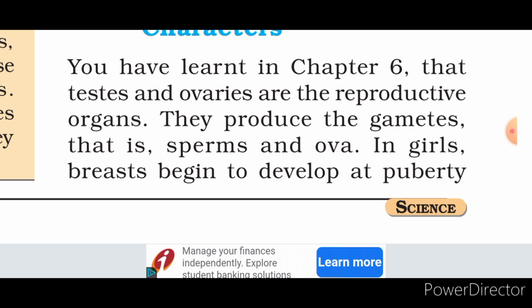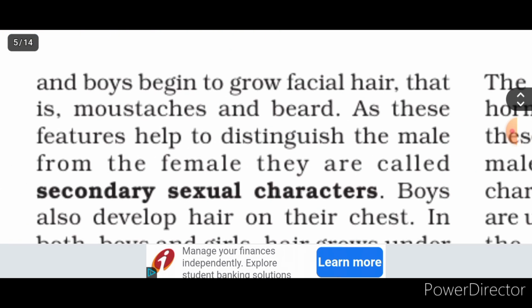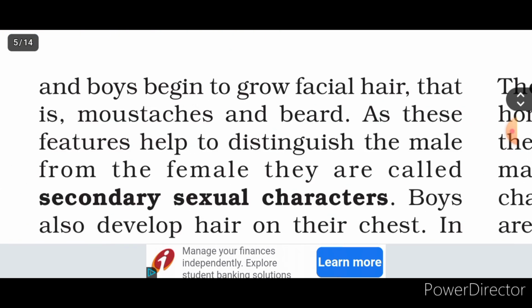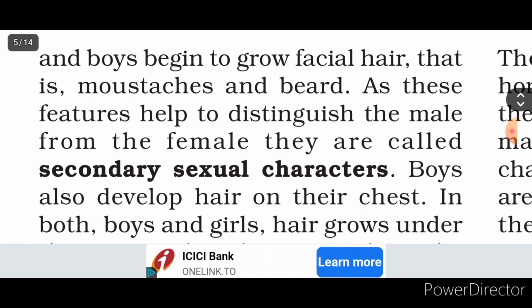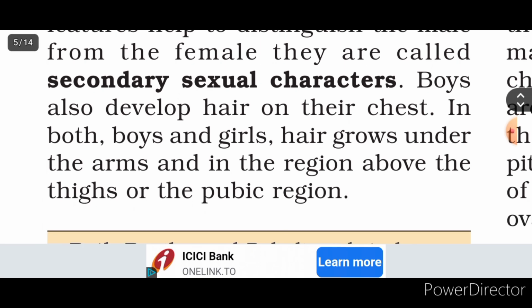Testes and ovaries are the reproductive organs. They produce the gametes, that is sperms and ova. In girls, breasts begin to develop at puberty, and boys begin to grow facial hair, that is mustaches and beard. As these features help to distinguish the male from the female, they are called secondary sexual characters.